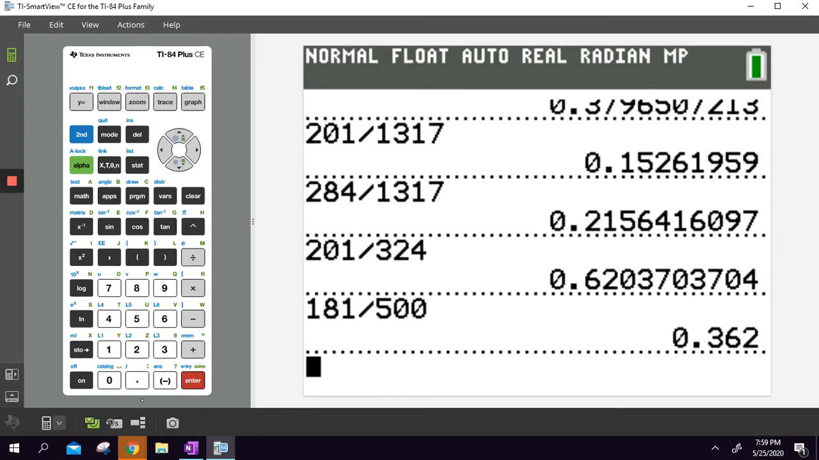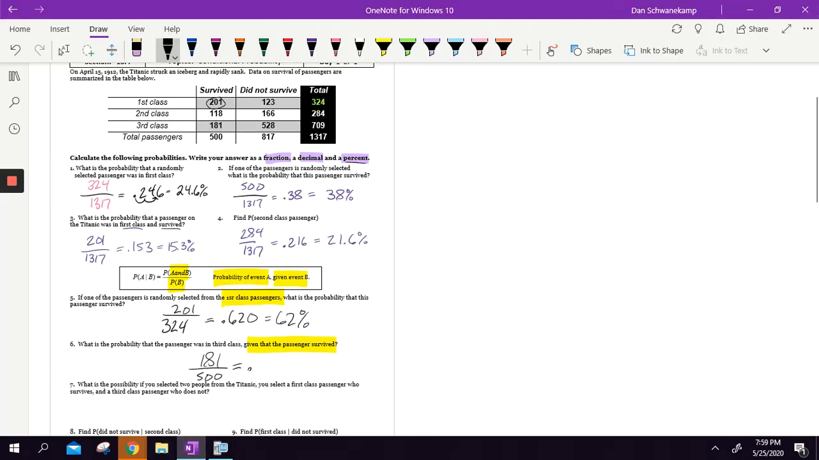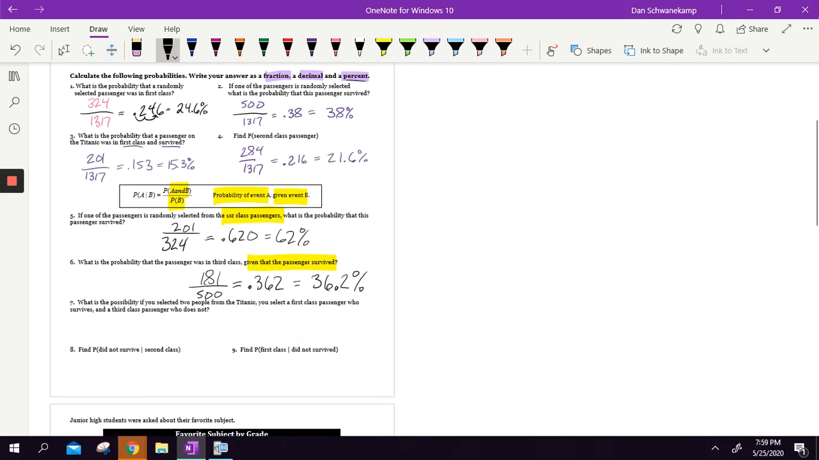We get 0.362, or 36.2%. So 36% of the people that survived were in third class.